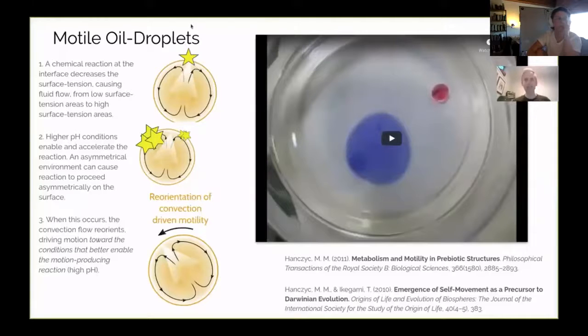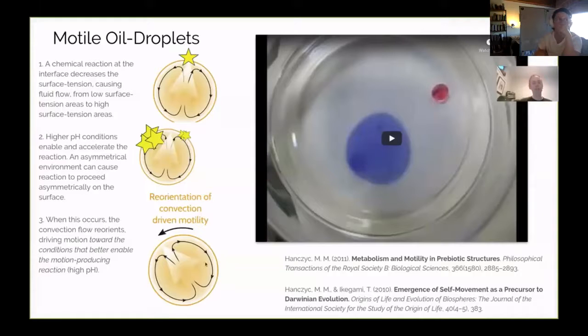But how does it perform chemotaxis? Well, if we imagine for a moment that this droplet is situated in an environment where the left-hand side of the environment is more conducive to this reaction, so it allows the reaction to happen more quickly, as is the case when the pH is higher. So we imagine there's a higher pH on the left-hand side of the droplet than the right-hand side of the droplet. In this case, there's more of a difference in the surface tension. The surface tension is decreased farther on the left than it is on the right.